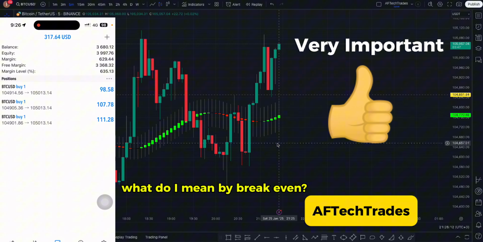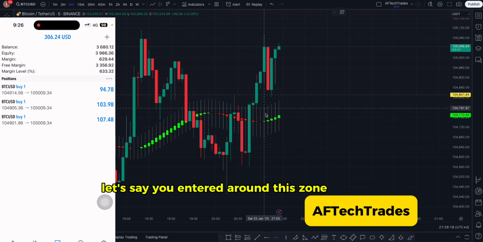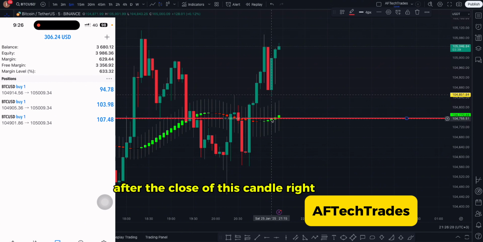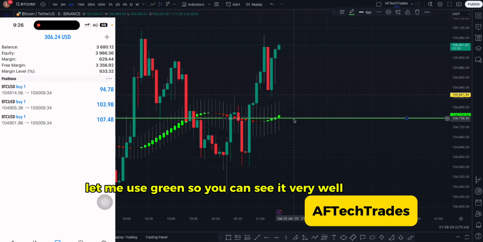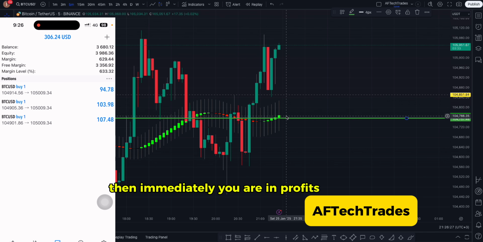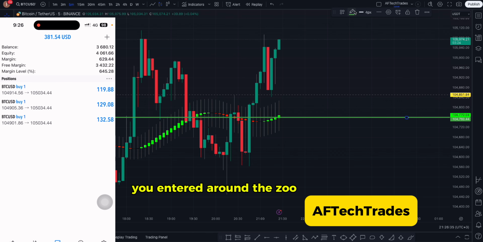What do I mean by break even? You entered around, let's say, this zone here. Let's say you entered around this zone after the close of this candle, right? Let me use a green so you can see it very well. After the close of this candle, then immediately you are in profit. Your stop loss was around here, for example, right? You entered around this zone. So immediately you are in profit.